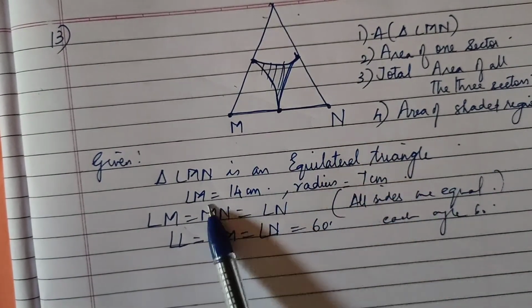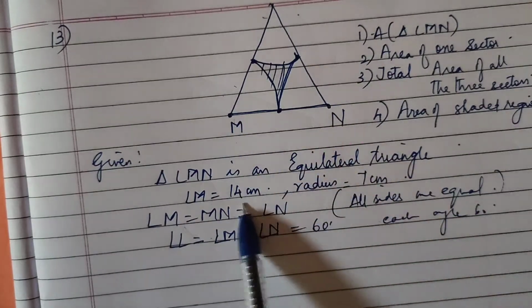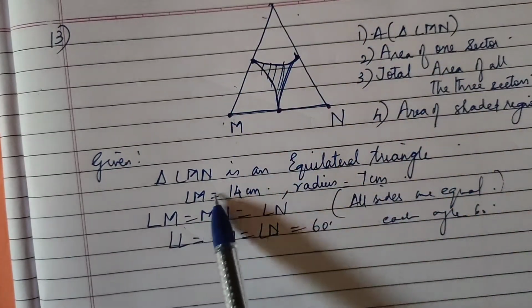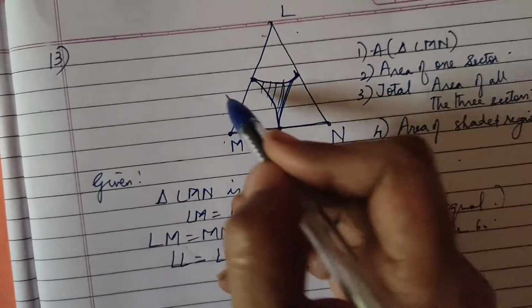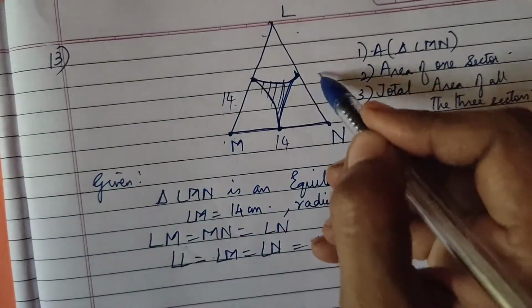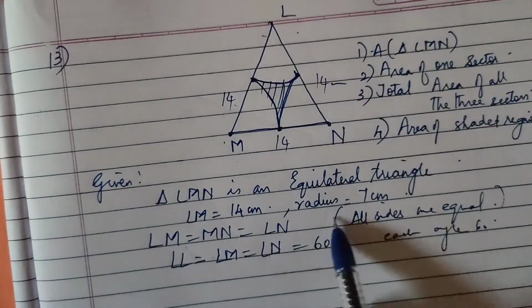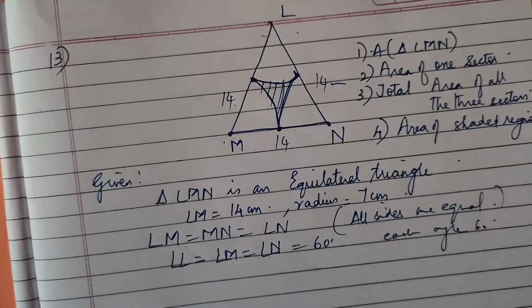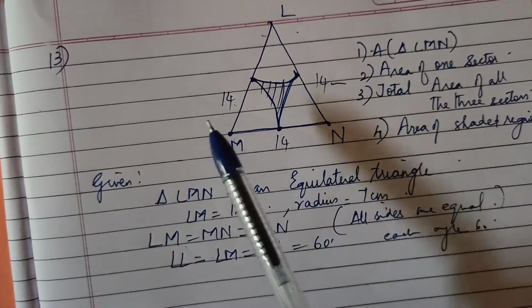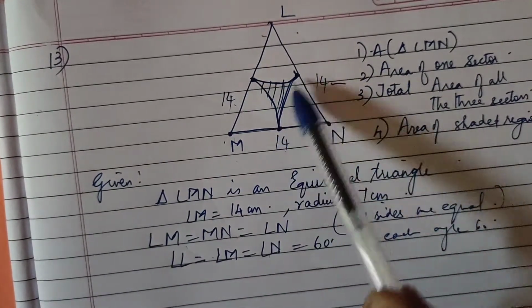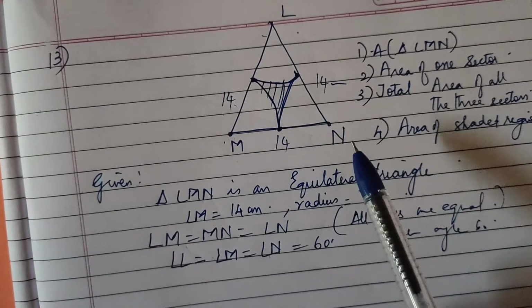And further they said LM is 14 centimeter. This whole LM is 14. That means this is also 14, this is also 14 and this is also 14 centimeter. And radius is 7. See my dear, one more information they have said that these points are the midpoints of the sides here. Okay, if you want I'll show the question once here.